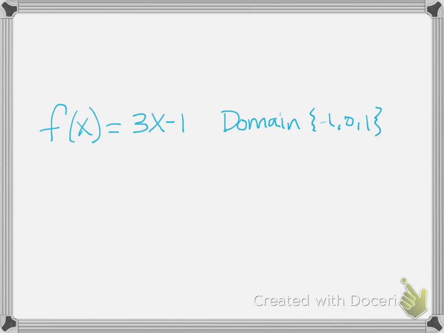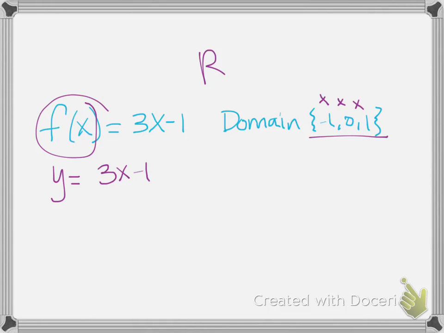So if f of x equals 3x minus 1, I have a domain, and the domain is all my x values. That means I have 3 different x values. F of x means the same thing as y, so let's make our equation a little easier and just change it to y. Now if I have 3 different x values and I'm trying to find my range, I need to plug my x values in for x so I can find my range.